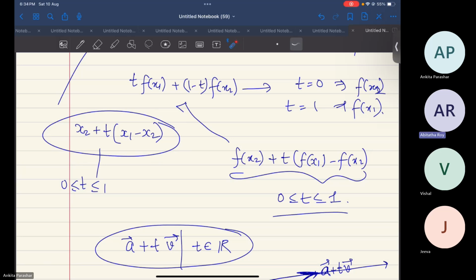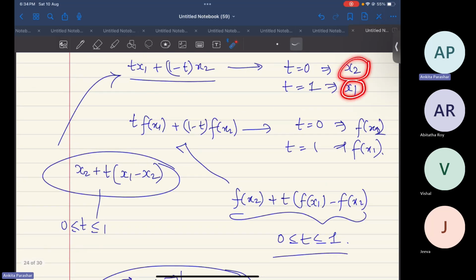So we are calculating the x coordinate and the y coordinate for the endpoints of that line segment. It's a line segment joining x1 and x2. This is what the meaning of this is. The meaning of this is the line segment joining f of x1 and f of x2. Do you agree?